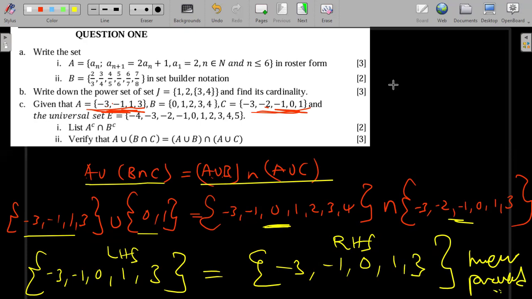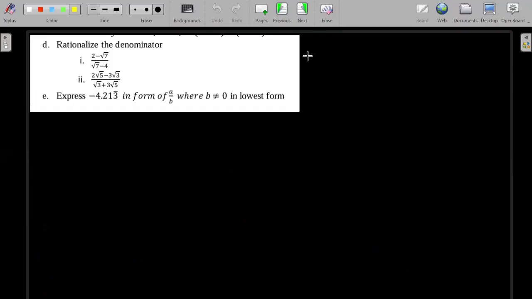Okay, so we are done with question 1A, B, and C. We move on to the next one, which is D. Let's then rationalize the denominator. Rationalizing the denominator, I've said countless times, is just removing the square root from the denominator. So we have 2 minus root of 7 divided by the root of 7 minus 4.